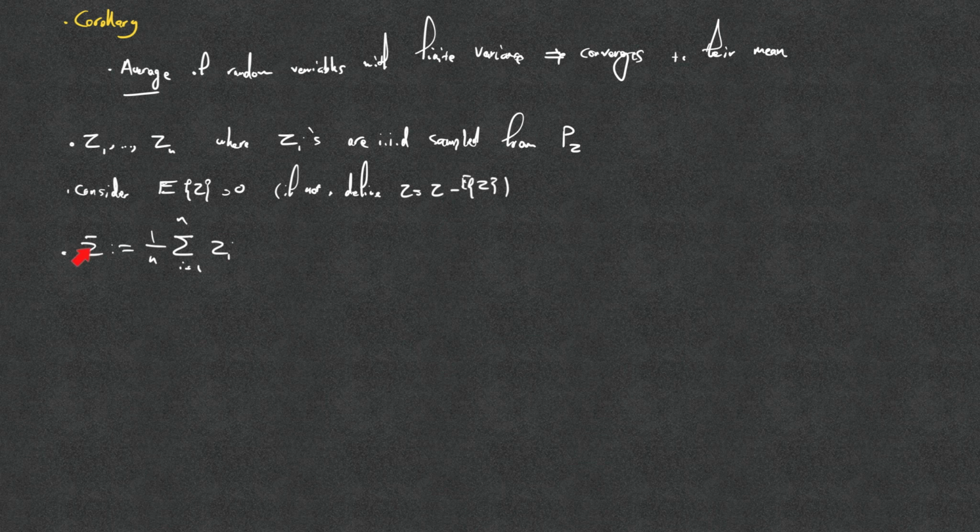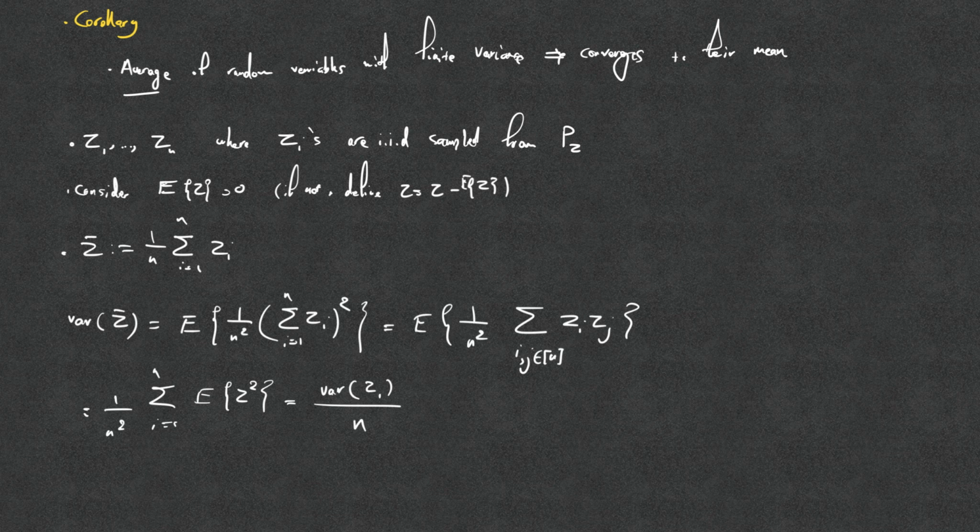So let's define z bar like this. You take n random variables, the zi's, and define the new random variable z bar by averaging them. Now the variance of z bar, if you want to compute it, becomes like this. You have the expected value of 1 divided by n^2, and you bring this factor out. Remember that the average of all of the z's was 0, therefore the average of this would also be 0.